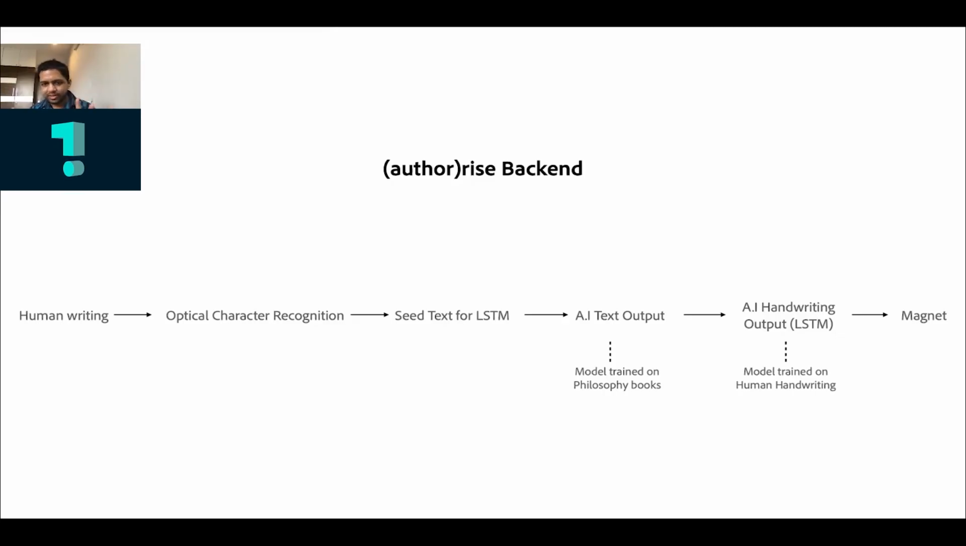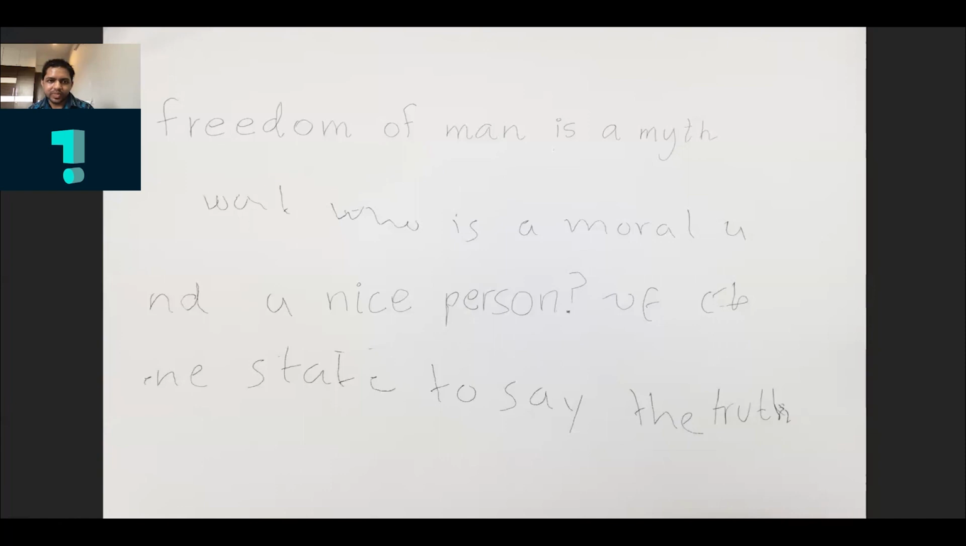And this is just to give a sense of what the back end of Authorize is. Someone starts writing something, there is a system to recognize what they're writing, and that becomes the starting text for an AI text generating system called LSTM. That AI text output is generated by a model trained on philosophy books that I got from the Gutenberg project. And that AI generated text is converted to handwriting again using the LSTM algorithm, using a pre-trained model of human handwriting, and that is used to move this magnet to write essentially through the human hand outputs like this.